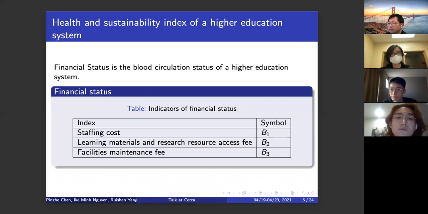The second indicator is finance status. As we know, many small private colleges are permanently closed because of failing enrollments, growing debt, and other financial problems. We would like to evaluate the financial status based on the following three aspects: staffing cost, learning materials and research resources assist fee, and facilities maintenance fee.